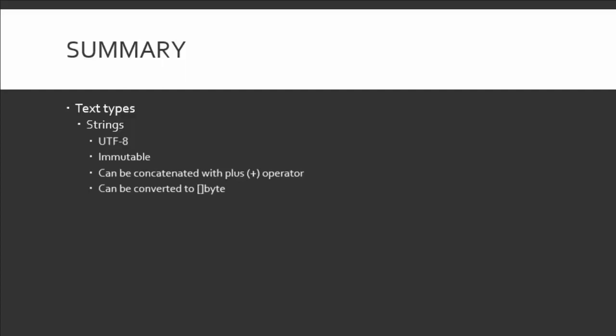Now, strings are represented as a collection of UTF-8 characters. They're immutable. You cannot change the value of a string after it's been initialized. You can concatenate strings together with the plus operator, and then you can convert them back and forth between a collection of bytes with this square bracket byte syntax and passing in the string. That'll convert it to a collection of bytes, and you can convert a collection of bytes back to a string by using the string conversion.